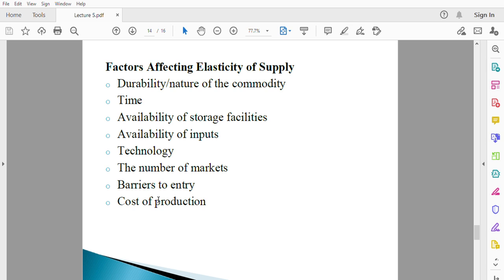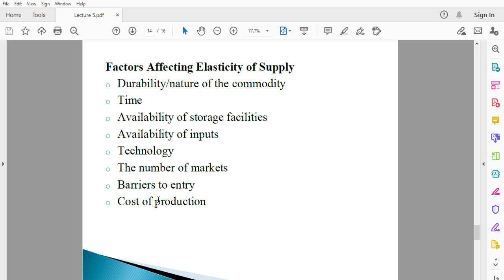The next is availability of inputs. When price increases, you always have to combine inputs to produce an output in order to supply. So if price increases and the market looks good, but you don't have inputs available, you might not be able to produce as many as you want. So in that case, supply is fairly inelastic. But if inputs are available, you can produce and supply as many as you can. So the increase in price will precipitate a greater percentage increase in quantity supplied. In that case, your supply will be fairly elastic.